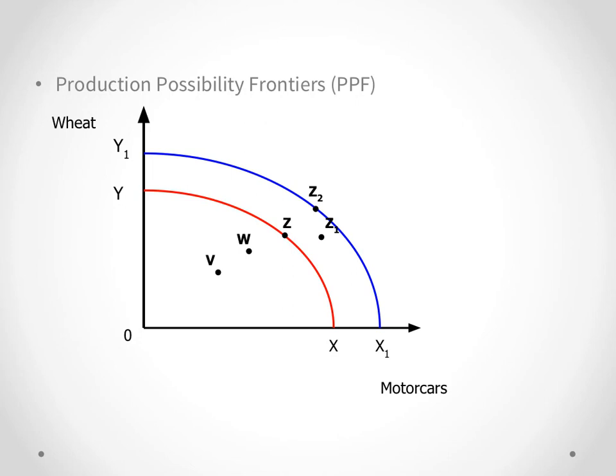The PPF is a curve because not all the factors of production used to harvest wheat and produce motor cars are equally good at both occupations. See text for full details.